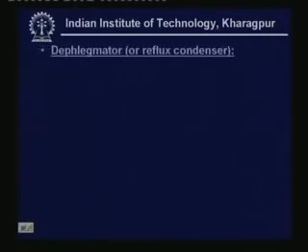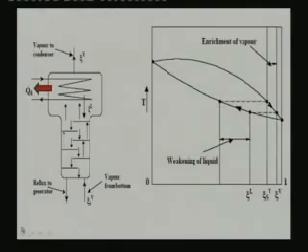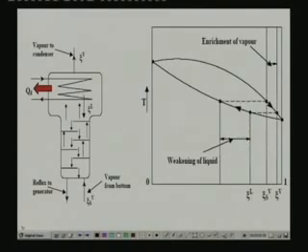Now, let me explain the deflegmator or reflux condenser. So this shows the upper portion of the rectification column plus the deflegmator. As you know, this is the deflegmator D. What is happening in this one?